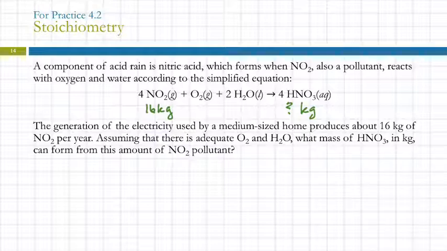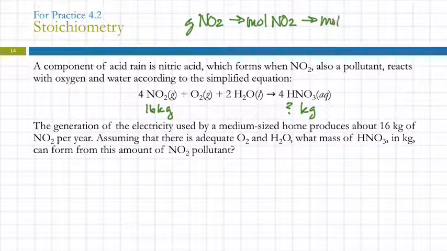So we're starting with a mass, we're ending with a mass. So grams to moles to moles to grams, right? So grams of NO2 to moles of NO2 to moles of HNO3 to grams of HNO3.